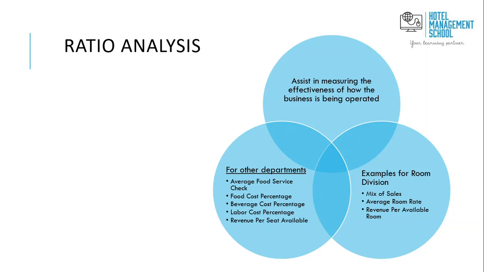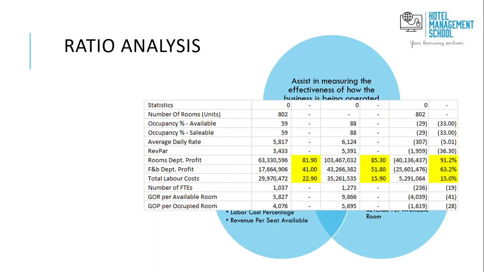So if we do only absolute analysis, it may lead us to wrong decisions rather than if we are doing the ratio analysis. So examples of ratio analysis can be the profitability, the occupancy percentage, average daily rate, RevPAR, GOP per available room, GOP per occupied room. So these are very easy ratios.